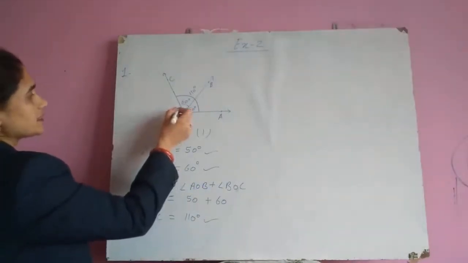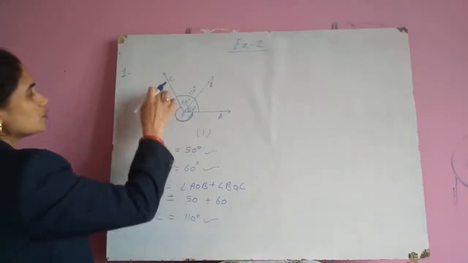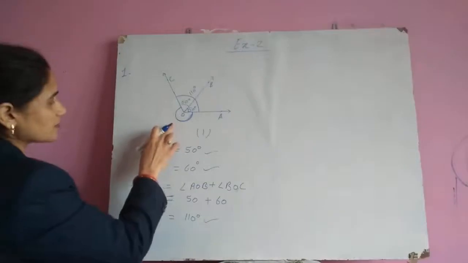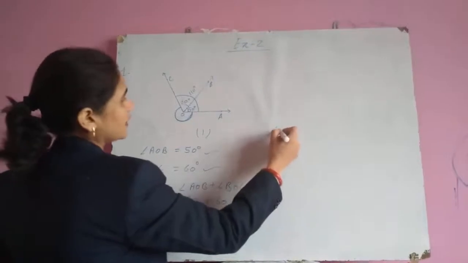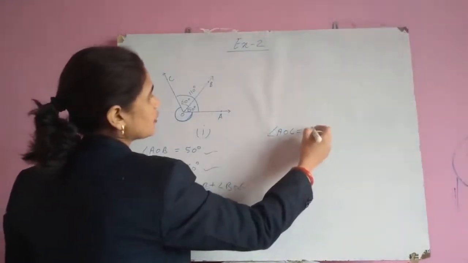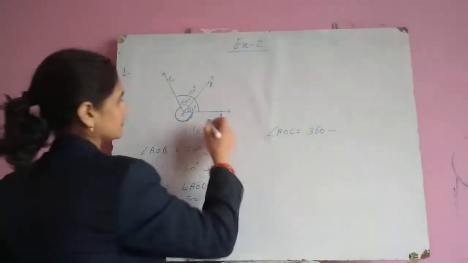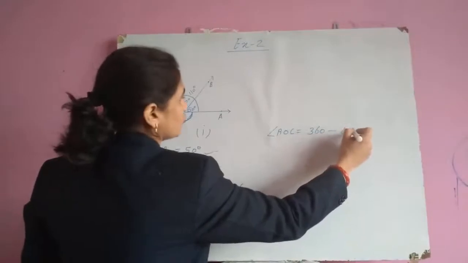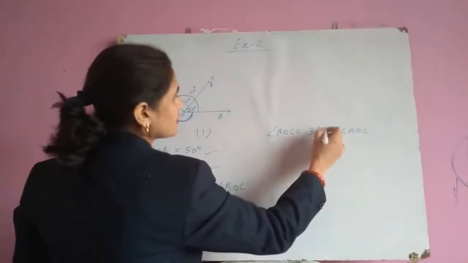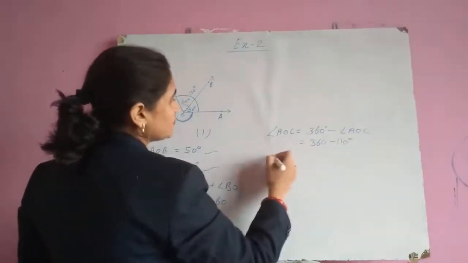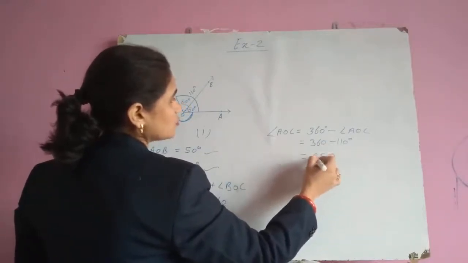And this one we have to find out. We will subtract AOC from the complete angle to find this one. This one will be the reflex angle. Reflex angle AOC is equal to 360 degrees minus angle AOC, which is 360 degrees minus 110. Then we get this reflex angle, 250 degrees.